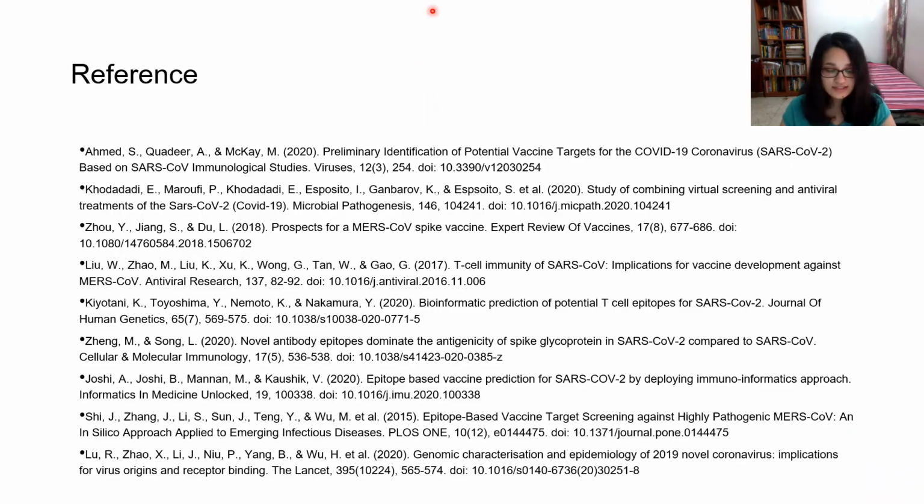These are the references that we consulted. Our major source of inspiration was the preliminary identification of potential vaccine targets for the COVID-19 coronavirus SARS-CoV-2 based on SARS-CoV immunological studies conducted by Ahmed, Quadeer, and McKay.